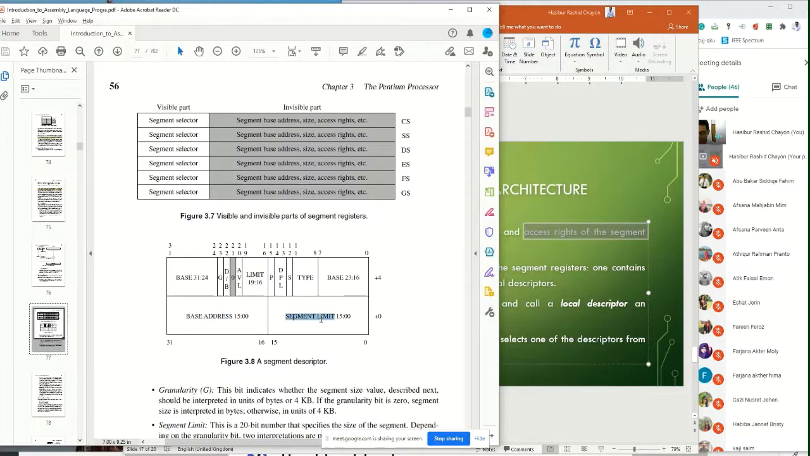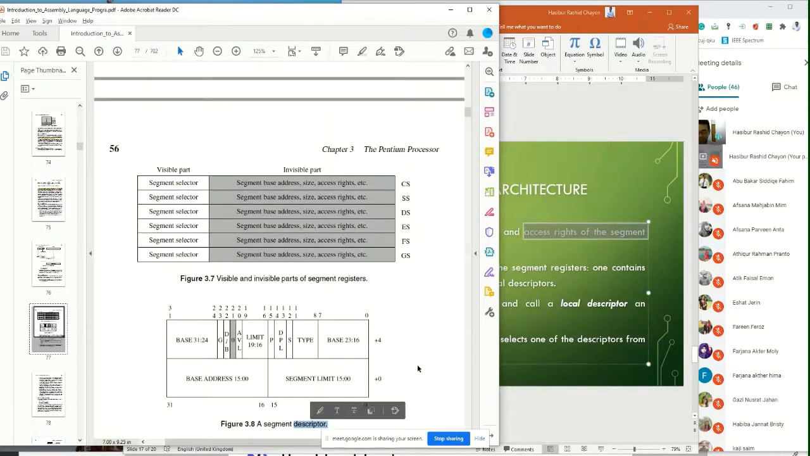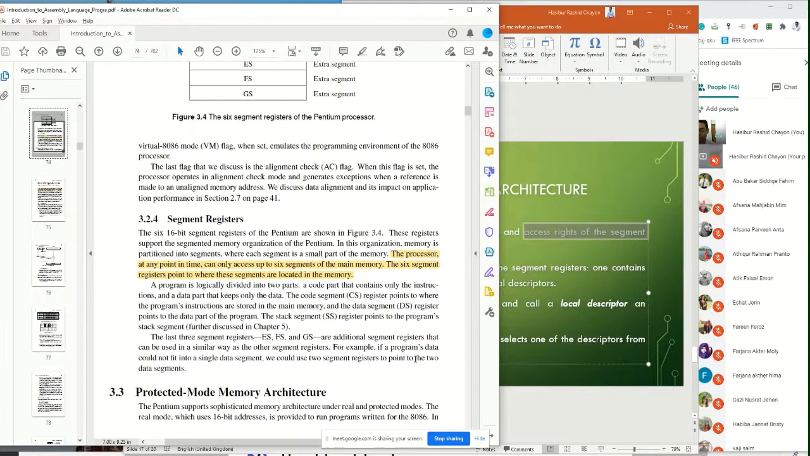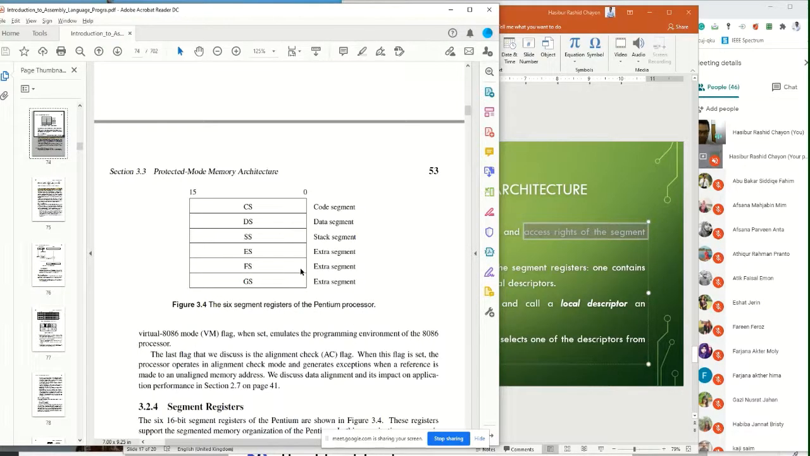Address, limit, base, and all other types. Okay, so the two things, that's why I told you that there are two things. One is the selector, one is the descriptor. Let me just summarize one more time that in our segment register, we told you before that each segment register stores the memory location of the currently active segment of the memory. That is the information we know already.